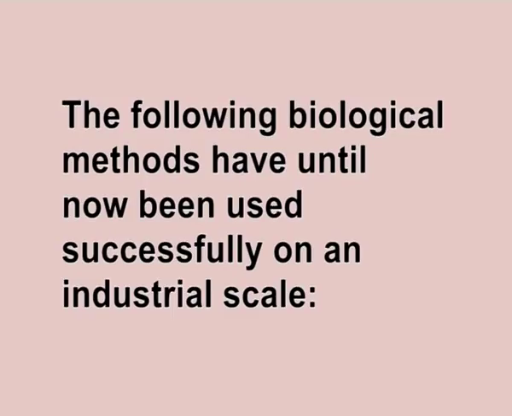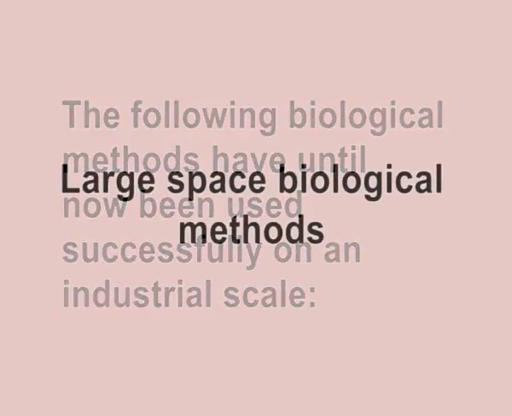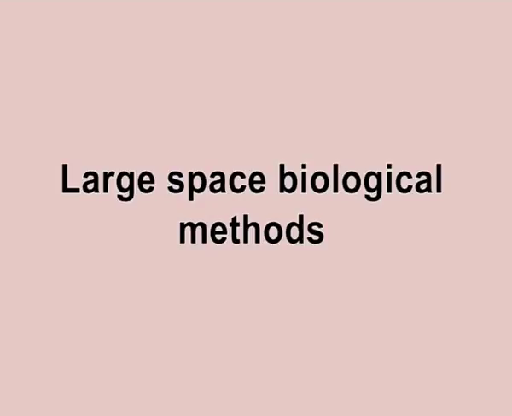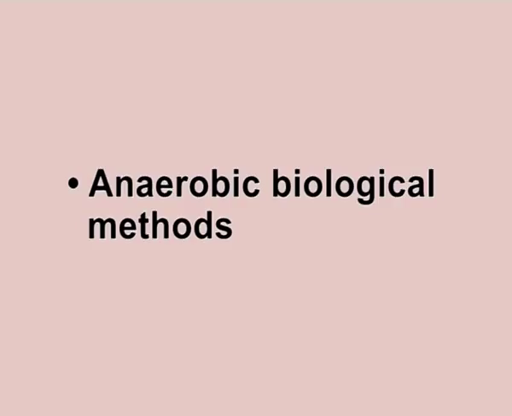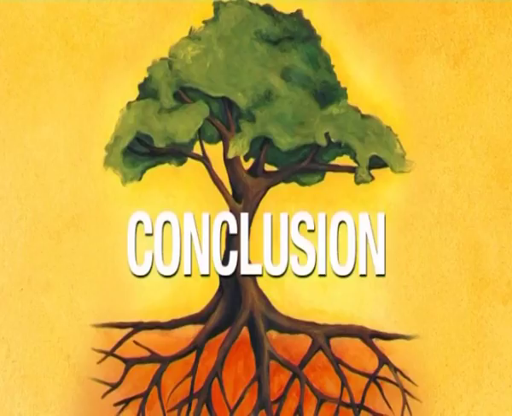The latter, however, are often not done on the slaughterhouse grounds. The following biological methods have been employed until now successfully on an industrial scale. The first one is the large space biological methods, say for example oxidation ponds, various activated sludge systems like single stage, cascade, two stage, etc. Anaerobic biological methods are also employed.